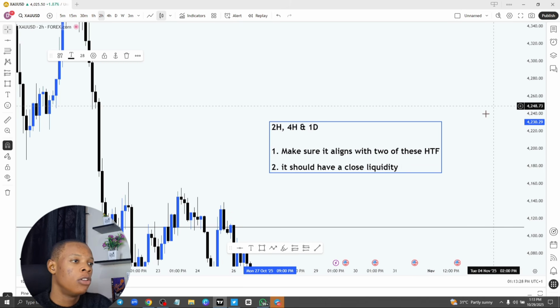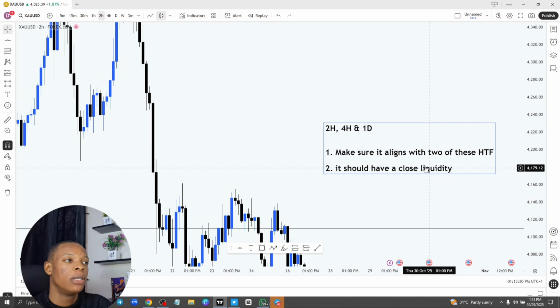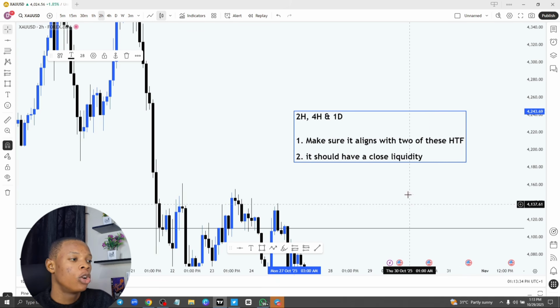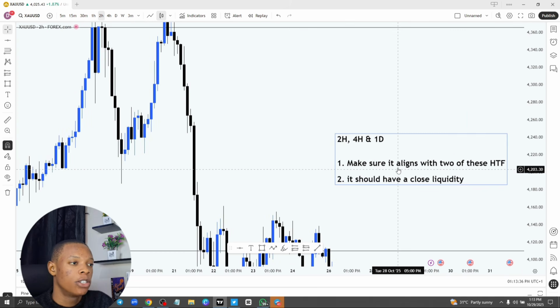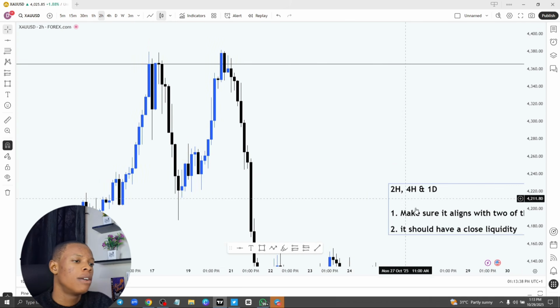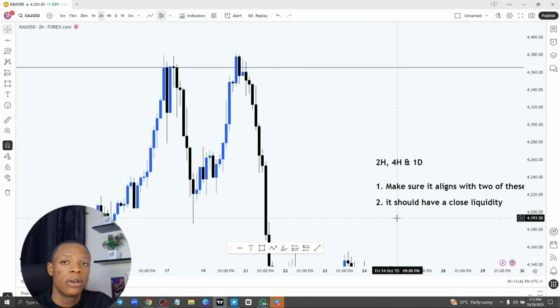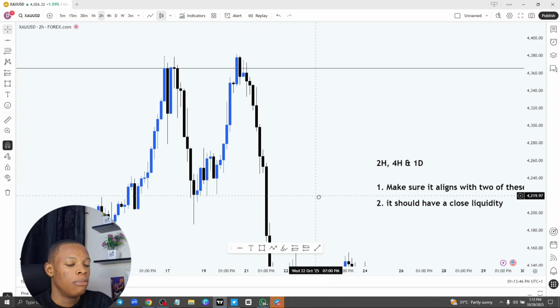If I'm going to take a trade or consider buying or selling from this key level, it should have a close liquidity. There should be liquidity close to that very key level you've just marked out. If there's no liquidity close to that very key level, I don't always validate it. I don't always consider taking a trade from that level. Now let me show you a nice example and you can easily understand what I'm doing.